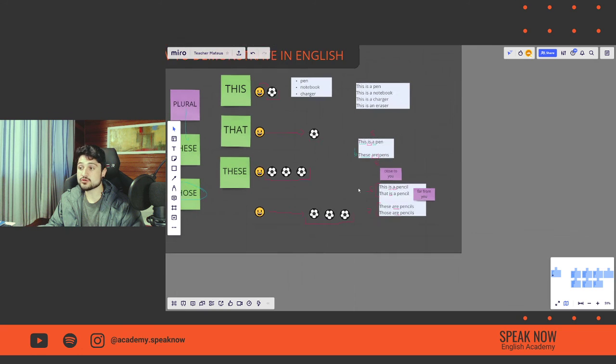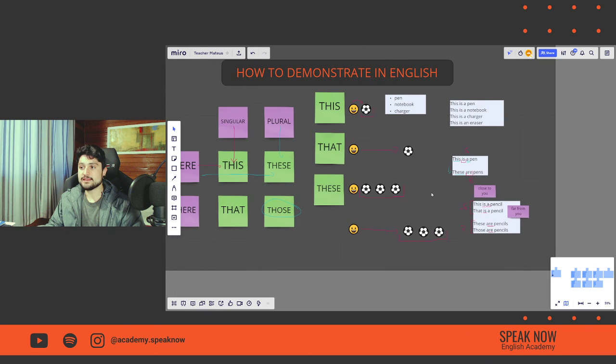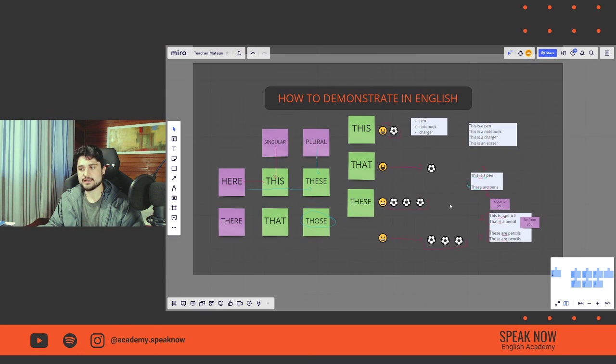Fantastic, guys. So this is how we demonstrate elements in English. We can use that for objects, for people, like that is a house, or that is my friend's house, that is a tree, that is a beautiful tree. These are beautiful flowers. Those are beautiful trees. Those are nice buildings. So I am demonstrating the elements that I see.